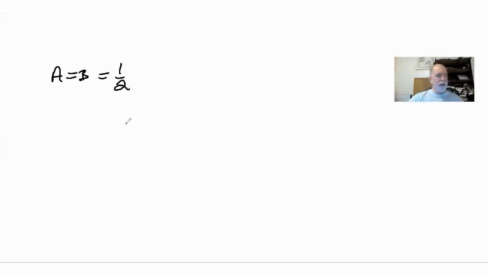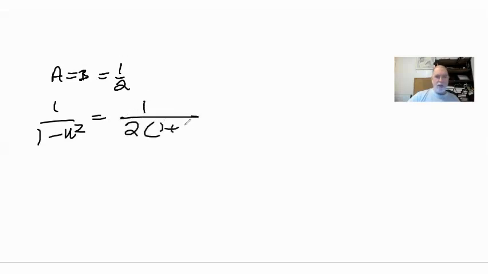Okay, now, what were we doing again? We were making a decomposed fraction. So 1 over 1 minus u squared ends up equaling, well, we're going to write the 1/2 like this: 1/2, 1 plus u, plus 1/2, put the 1 minus u here.